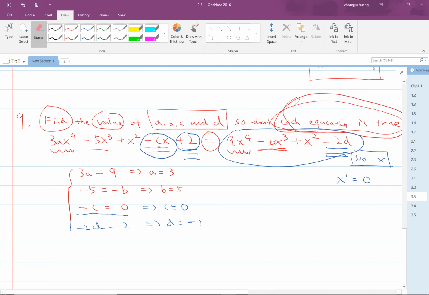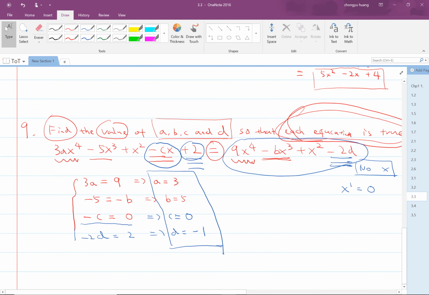Let me write it a little more clearly. So d is simply negative 1. Negative 2d is equal to 2, and then d is negative 1. Now those are all the solutions for a, b, c, d. A is equal to 3, b is equal to 5, c is equal to 0, and d is equal to negative 1. So right now we have actually solved the problem, question 9.